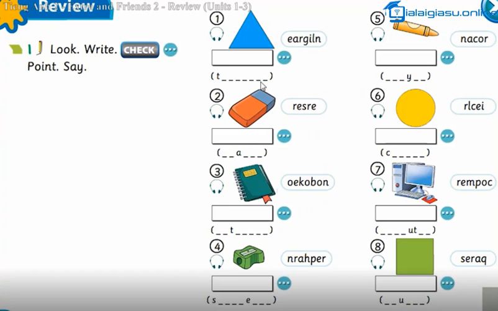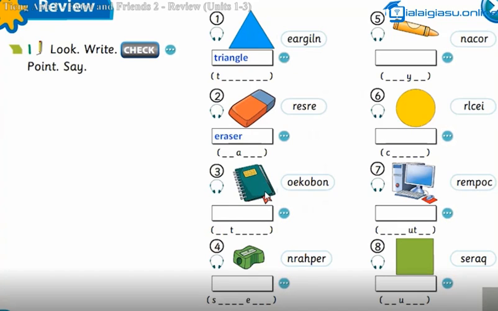Good. Have you finished? Now let's listen. Triangle. And check. Did you have the correct answer? Very good. Move on to question number 2. What is it? It's an eraser. Good. Let's listen. Eraser. Now write down the word eraser. Have you finished? Let's check. Good. Number 3. What is it?